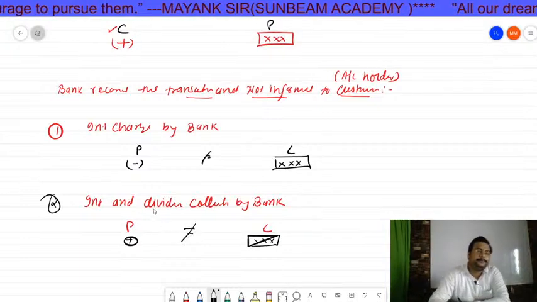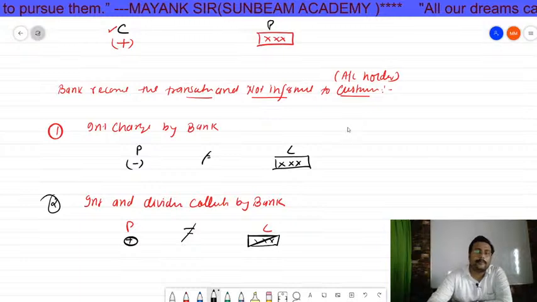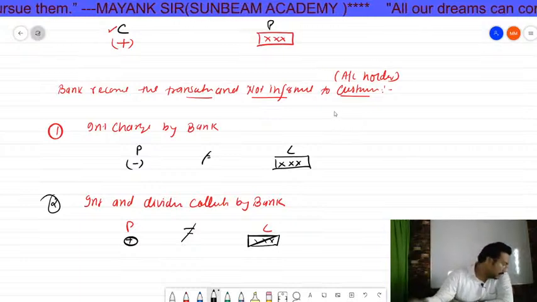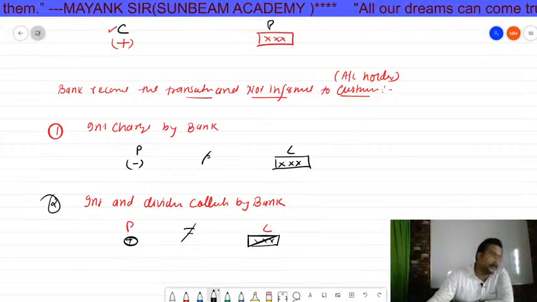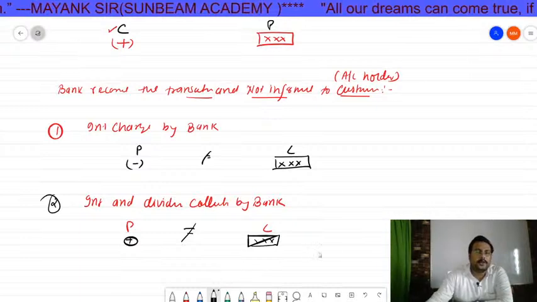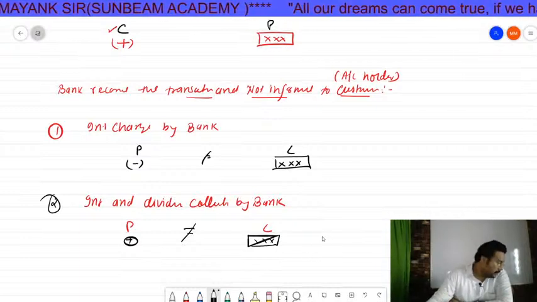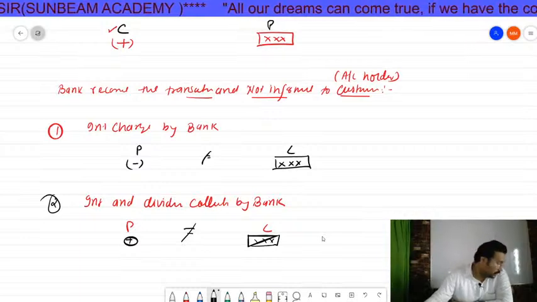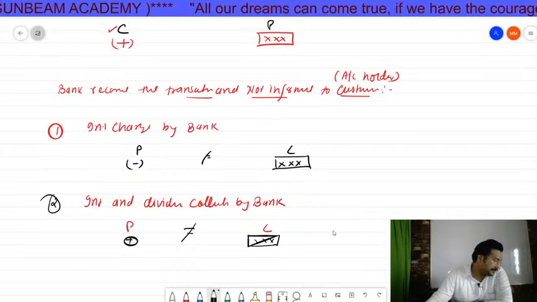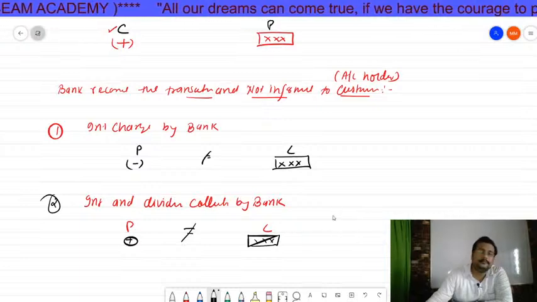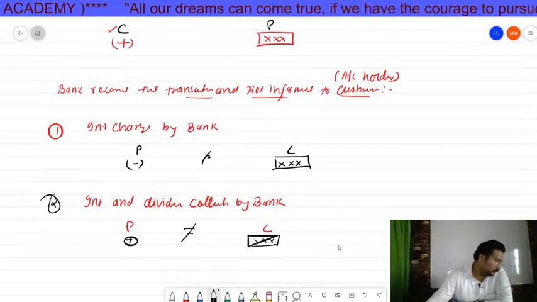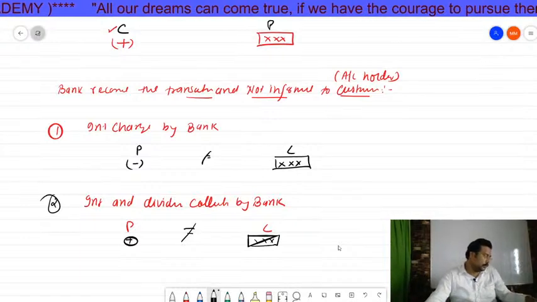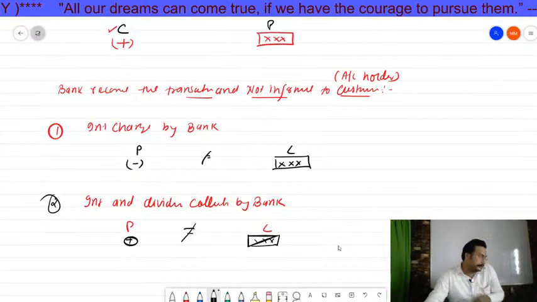Guys, tell me, you please tell me whether these 2 points are clear to you or not, that how the differences are coming between the passbook and cash book when the bank only records the transactions. I am waiting for your answer.